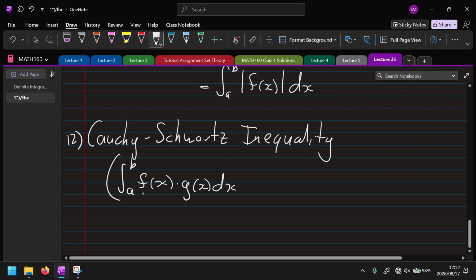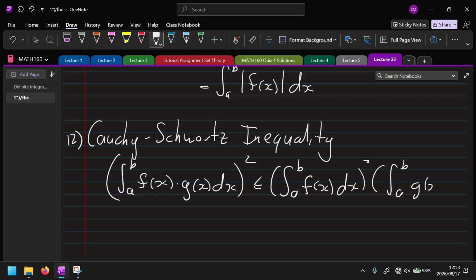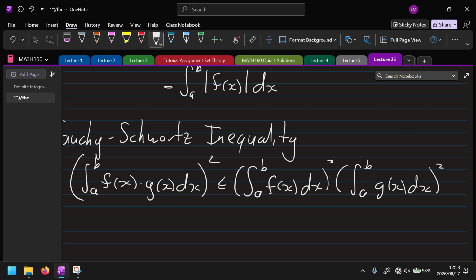Now, we're going to take the whole thing squared, and this is going to be less than or equal to the integral from a to b of f by itself squared, and then the integral from a to b of g by itself squared. So f squared, g squared.